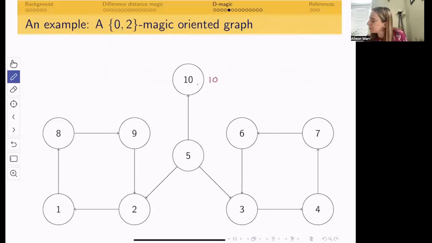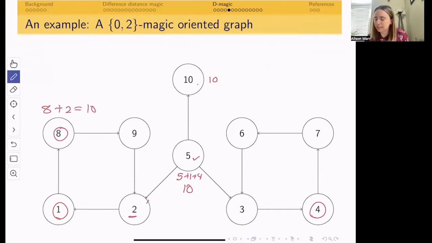But if you come to this vertex here, 5, and take 5 being distance 0 away, the things that are 2 away would be 1 and 4. So 5 plus 1 plus 4, we get 10 here. And you can pick another favorite vertex, maybe this one, 8 plus the things that are 2 away. This is the only thing that's 2 away. We get 10. And you can pick your favorite vertex, and everything at distance 0 or 2 away should sum to 10.